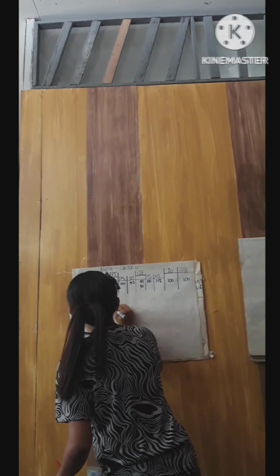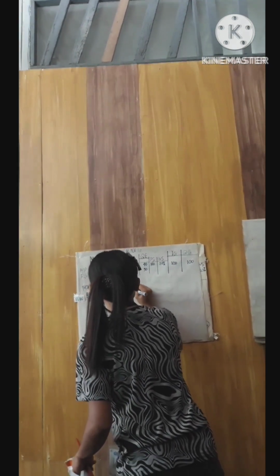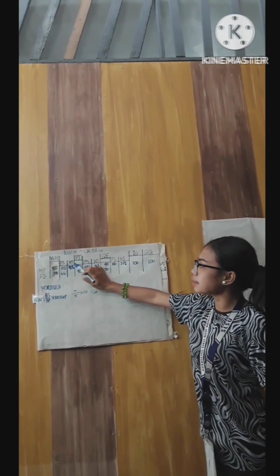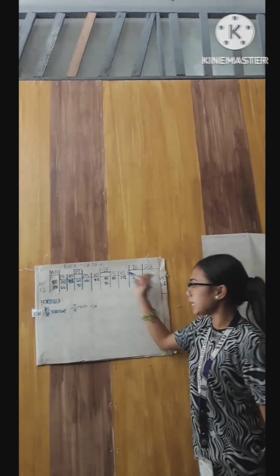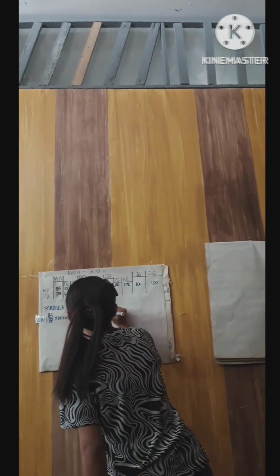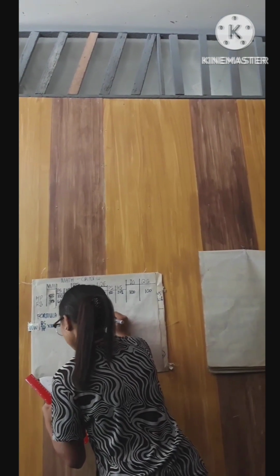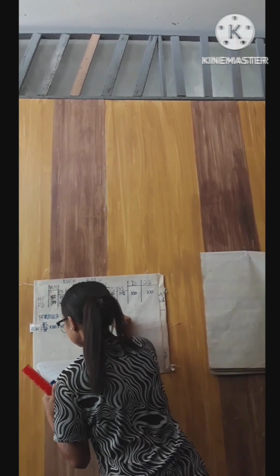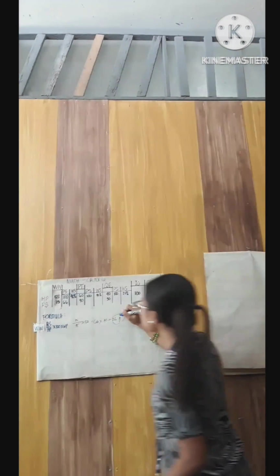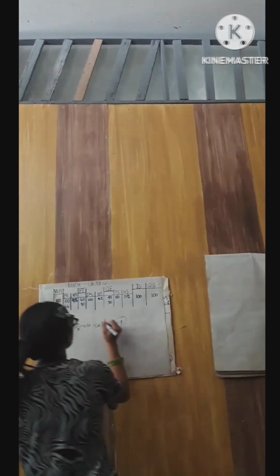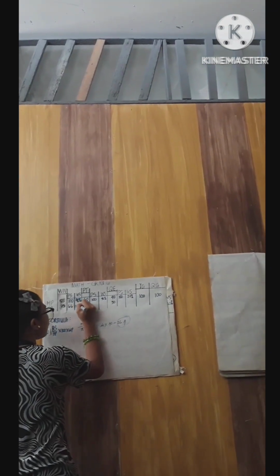33 divided by 55 times 100 equals 66. So 66 is the possible score. To get the weighted score, we need to multiply the 66 by 0.40. So 66 multiplied by 0.40 is equal to 26.4. So 26.4 is the weighted score of the written work. So we will put the 26.4 here.